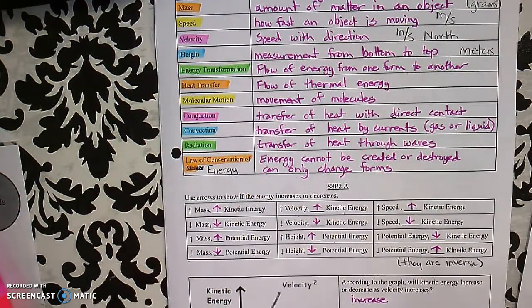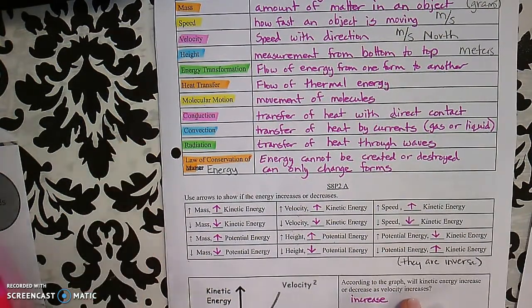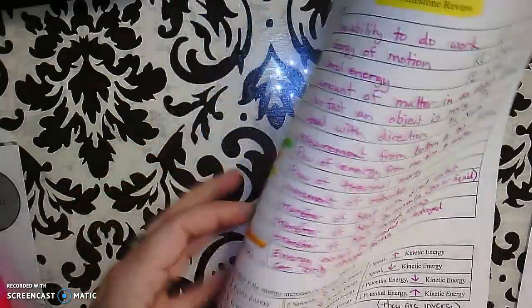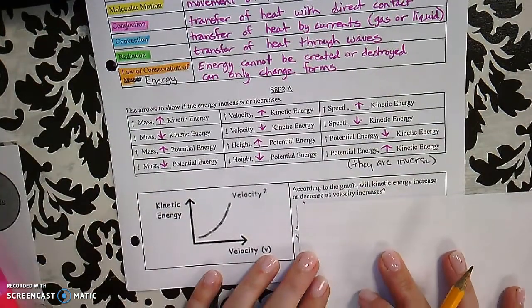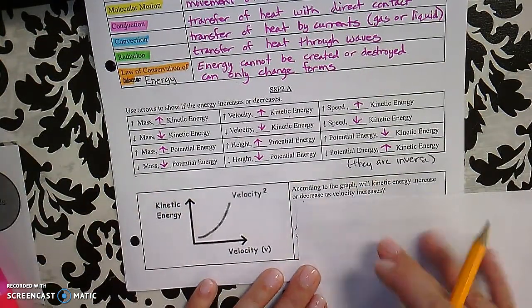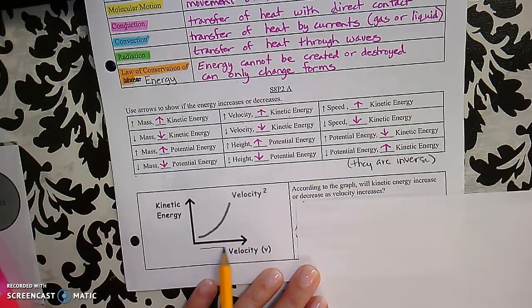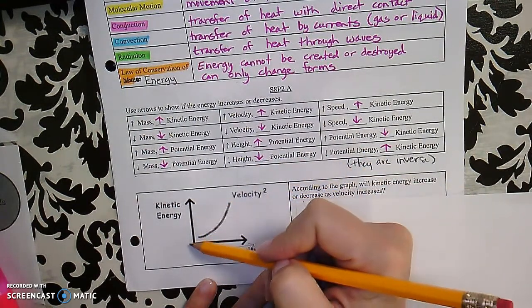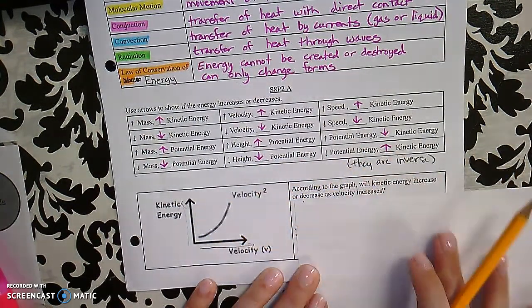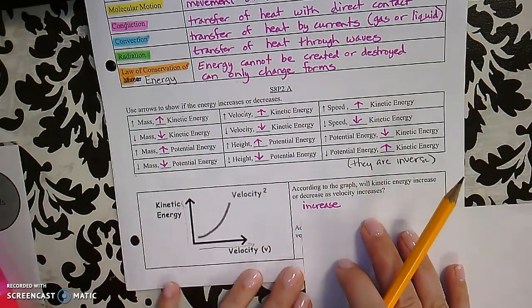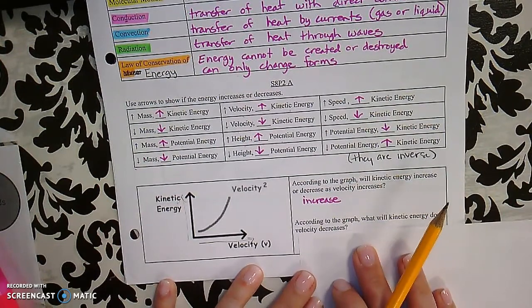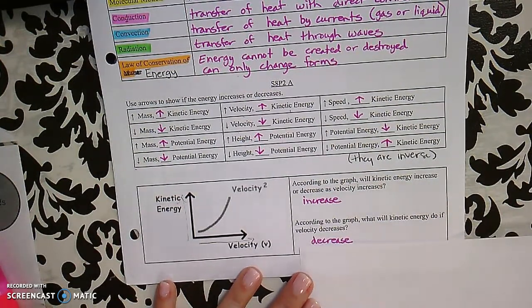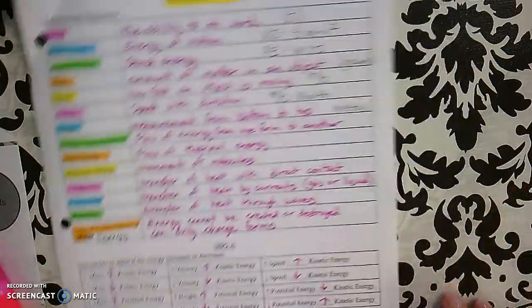If one increases, the other decreases. All right, now looking at this graph with kinetic energy and velocity, according to the graph, will kinetic energy increase or decrease as velocity increases? So as velocity increases, we see that kinetic energy is also going to increase. And then, according to the graph, what will kinetic energy do if velocity decreases? It will also decrease. Okay, flip on over.